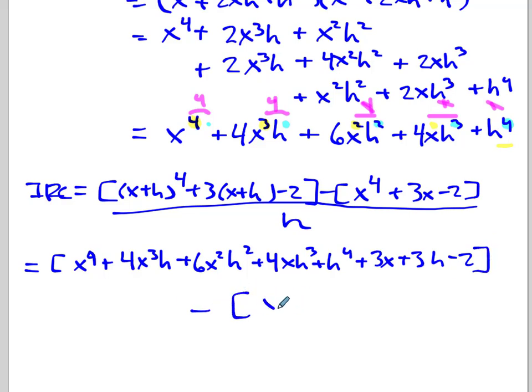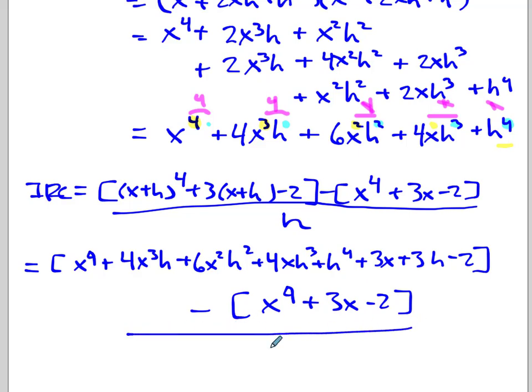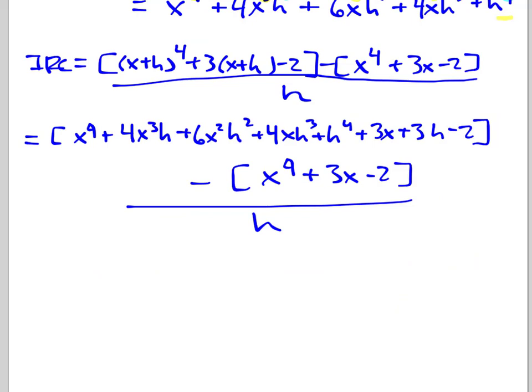Minus the second bracket. Of course, you have more space on your paper, so you can do this across the page. This is a 4. These are both 4s. All over h. And now, what are we expecting to happen? Shout it out if you know. Things should cancel. That's right. Everything in this second bracket should cancel. So there's an x to the fourth, even though it looks like a 9. It's a fourth. There's a 3x. There's a 3x. There's a negative 2. There's a negative 2. So everything canceled as expected.